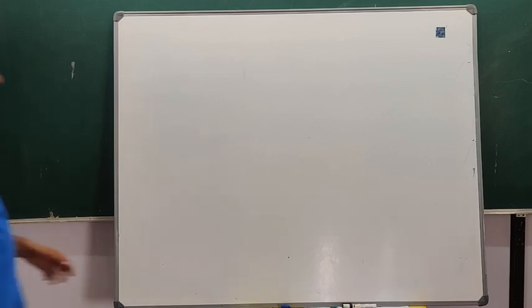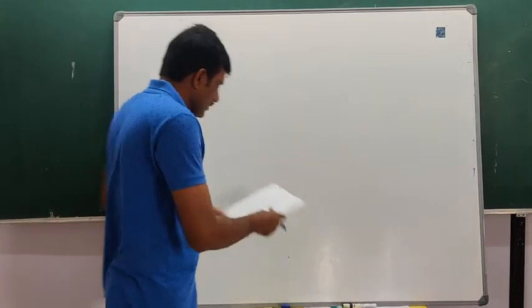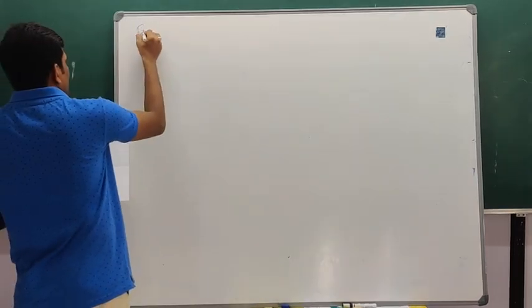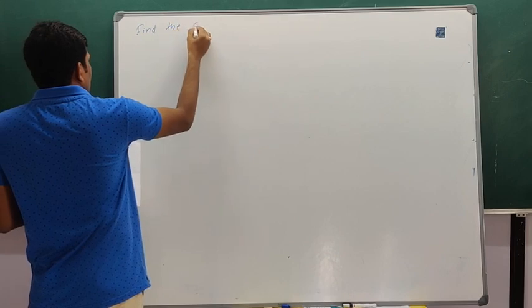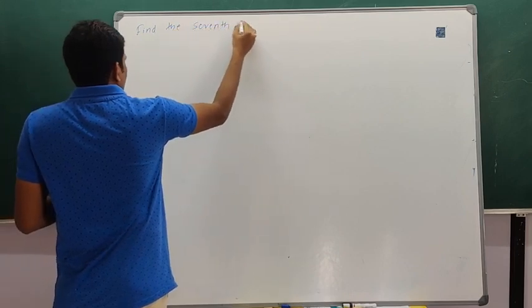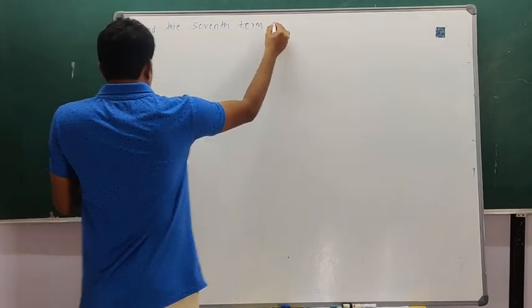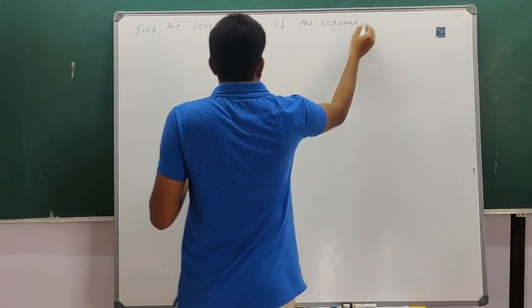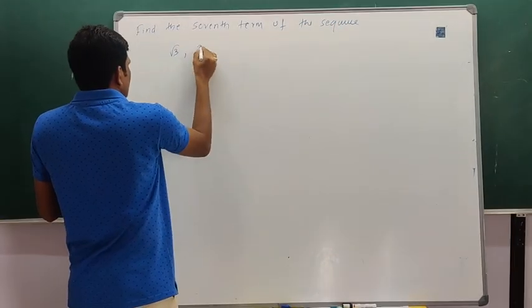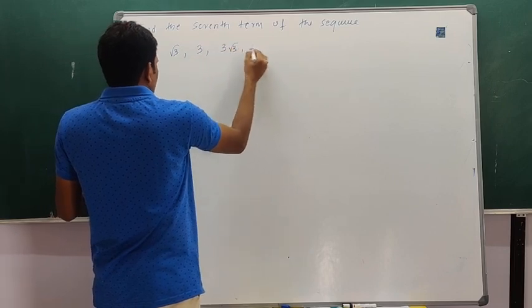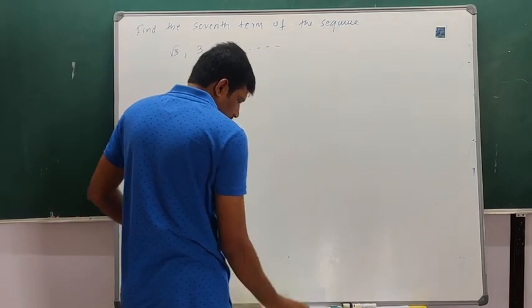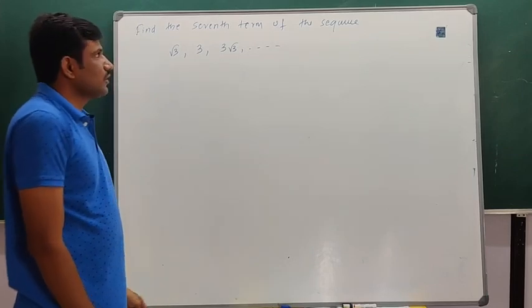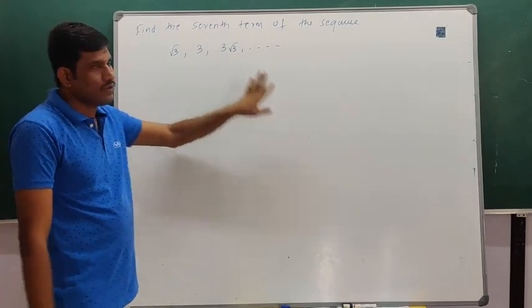The next problem. Find the seventh term of the sequence root 3, 3, 3 root 3 and so on. Find the seventh term of the sequence root 3, 3, 3 root 3 and so on.